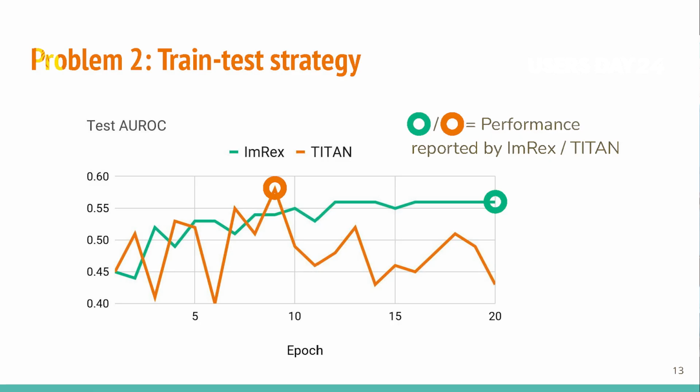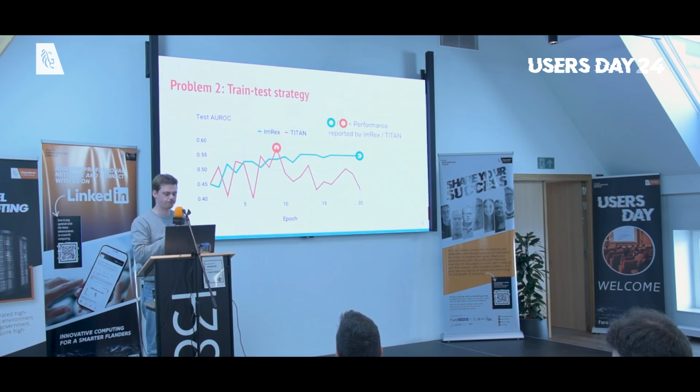There was also a second problem, and this problem was the train-test strategy. In green is what IMREX does. It is a machine learning model that is trained for 20 epochs, and then the model of the last epoch is used to get the test performance, while Titan would make test predictions each epoch, and then at the end just report the performance of the best epoch, which is of course not a correct way to evaluate a machine learning model.